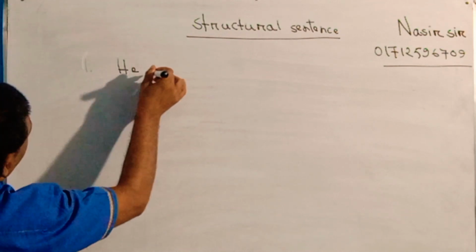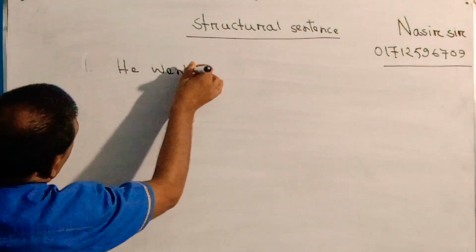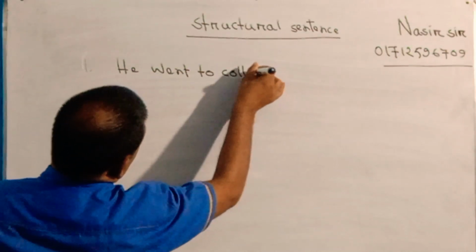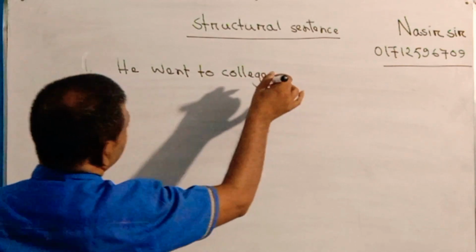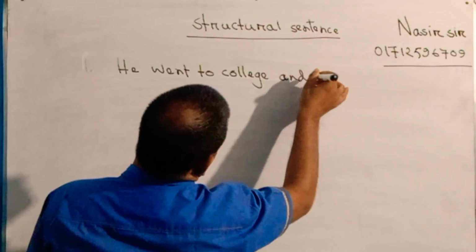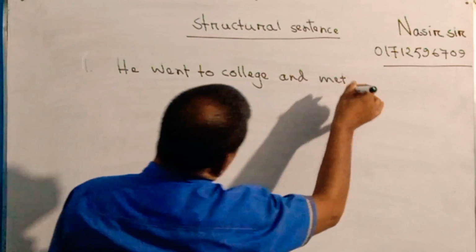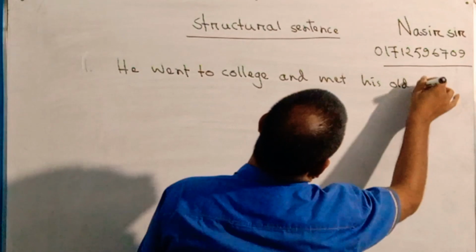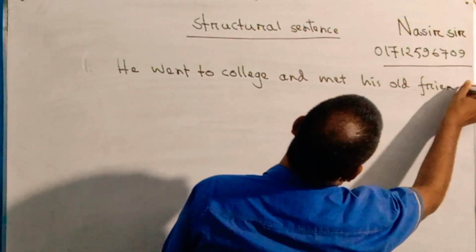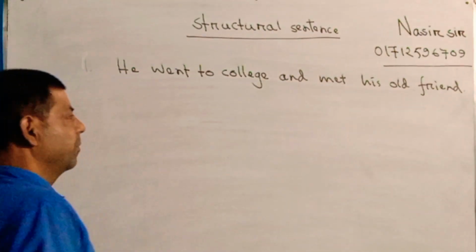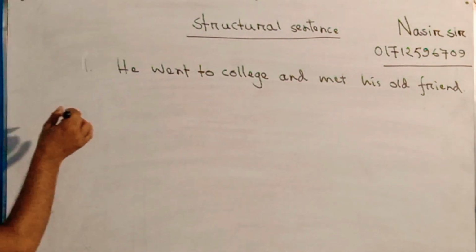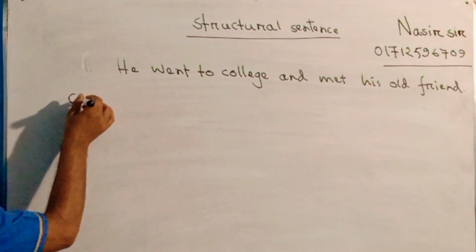He went to college and met his old friend. This is the sentence of compound. We'll do it complex or simple. First, we'll make it complex.